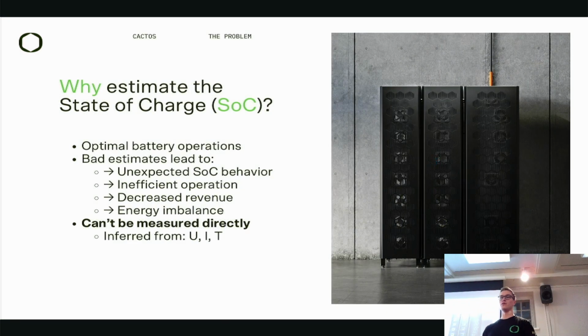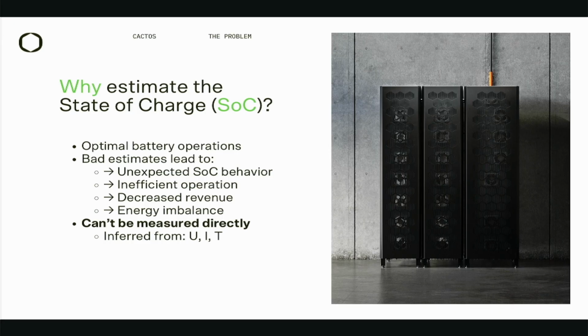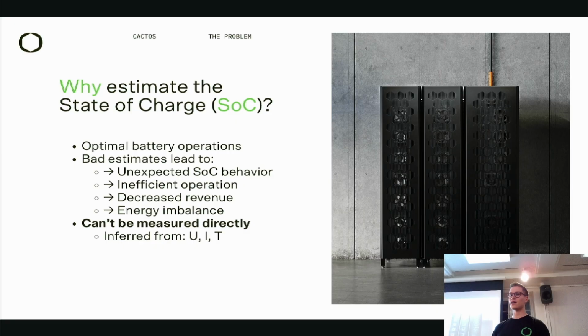So first, why do we need to estimate the state of charge, or SOC? The SOC is essential for battery operations. To make battery operations optimal, you need a really accurate and stable SOC estimate. So as you saw on Jussi's slide, this is the lowest component and everything is based on this. So if the SOC estimate is bad, the other stuff can't be optimized either. This brings us to that if you have bad estimates, this can lead to unexpected SOC behavior, inefficient operation, decreased revenue, and even energy imbalance, which can result in hefty fines for the operator.